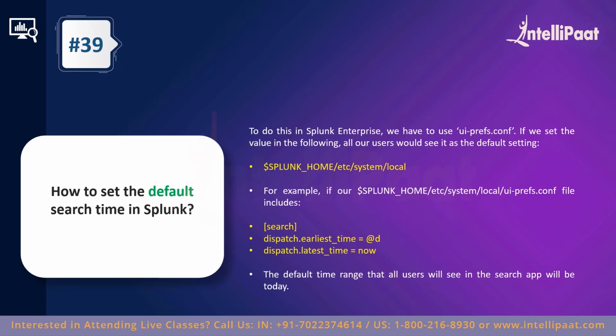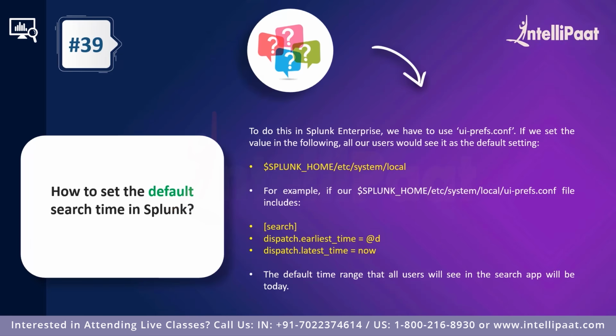And then coming to the 39th question, it states, how to set the default search time in Splunk? To do this in Splunk Enterprise, it is pretty easy. We have to use the UI-prefs, or the user interface preferences configuration file, and you'll just have to change one value that's present in the default setting. For example, in SPLUNK_HOME/etc/system/local, we'll have the ui-prefs.conf file, right? You'll just have to set dispatch.earliest_time equal to @d, and of course dispatch.latest_time equal to now. This makes sure that you can set the default search time in Splunk very easily, and then the default time range for all the users in the search app will be today, or the current date of when you are changing that. So it's a very simple question, and a straightforward answer.